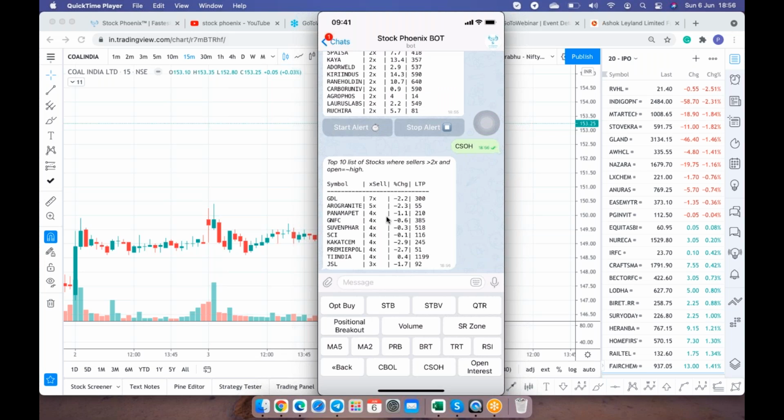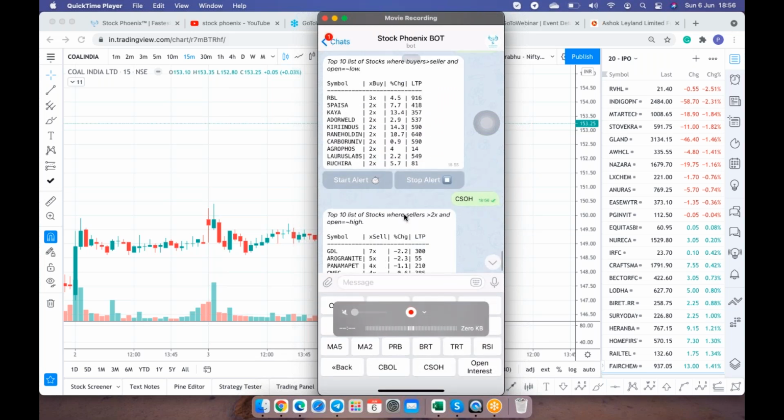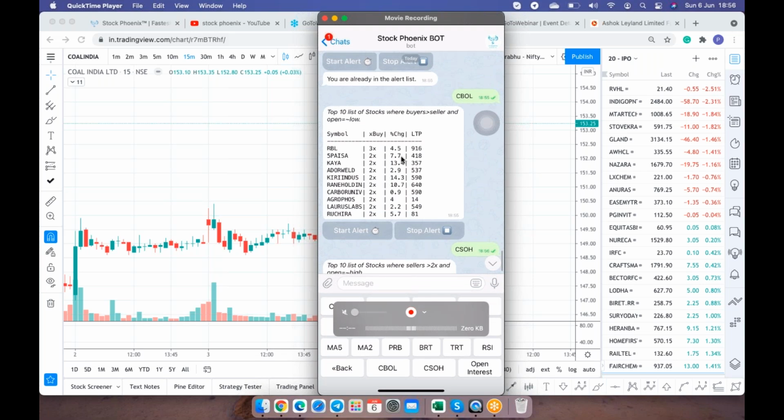You could see these stocks would have performed on the downside. The stocks listed over here are RBL 4%, 5paisa 7%, 13%, 2%, 14%, 10%. Look at the massive amount of move that's given. All are cash trades, not FNO trades.